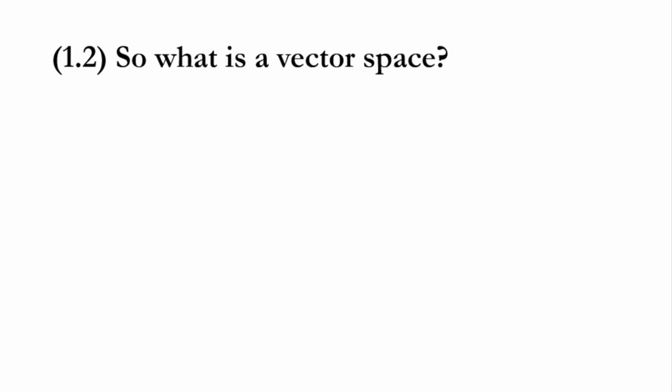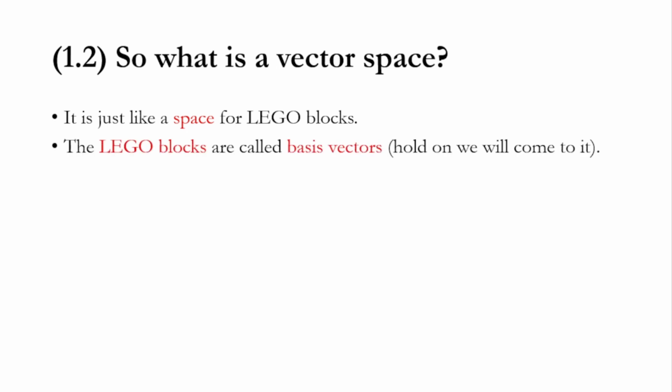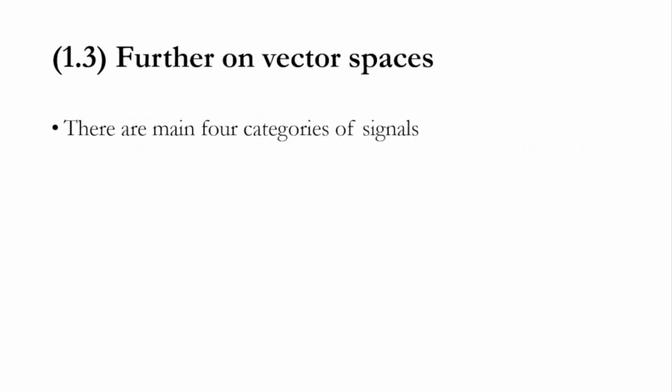If I go for a further explanation, the vector space is like the environment that the Lego blocks are sitting in. In this example, the Lego blocks represent the basis vectors. But for the time being, don't worry about it, because later in this video series, we will be looking at it more extensively. So now, as we have identified what a vector space is, let's find out more about vector spaces.